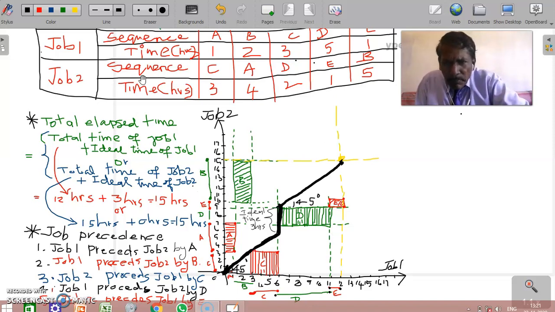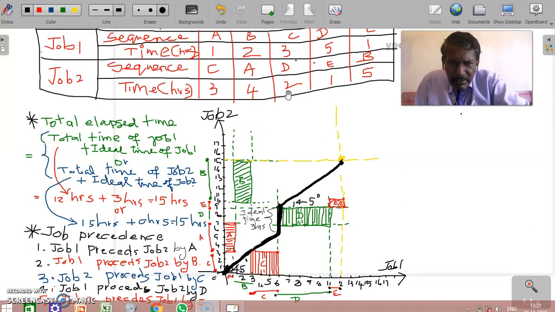In the same way, we also have to mark job 2 on the vertical line. Take for example machine C, which takes 3 hours on job 2. So on the vertical line, how many units? 3 units. You take 3 units for machine C. Then afterwards 3 plus 4, 7. You come here, 3 to 7. It is the time taken by machine A to finish job 2. So you write A machine here.